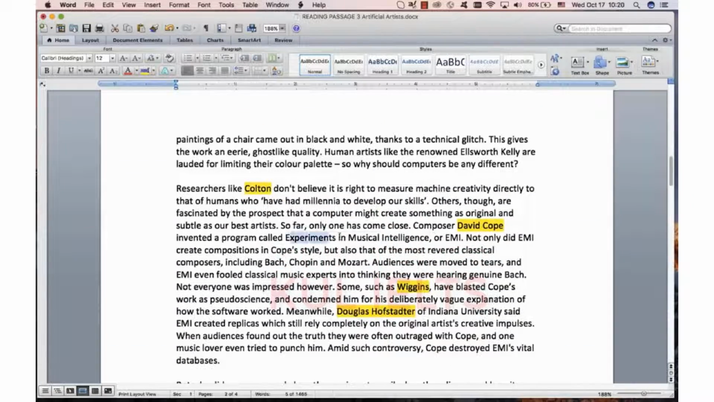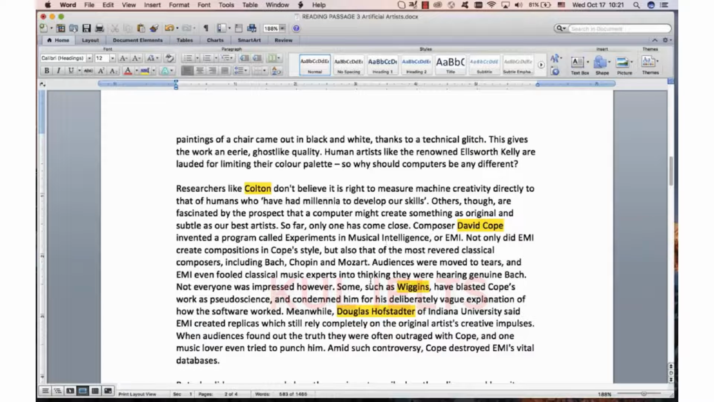So here they introduced this software for the first time. It's a program. Not only did it create these, but also classical composers, including these famous composers. The audiences were moved to tears. It means they started to cry. And this program fooled the experts into thinking they were hearing genuine Bach music.